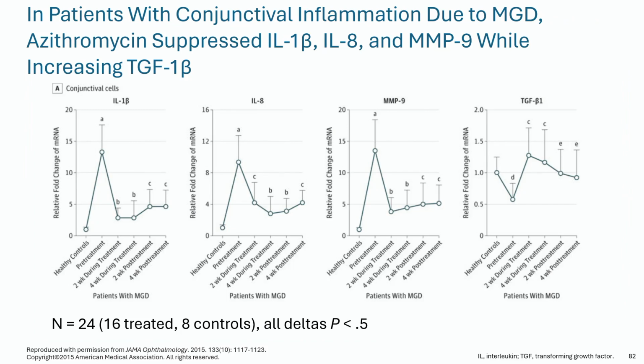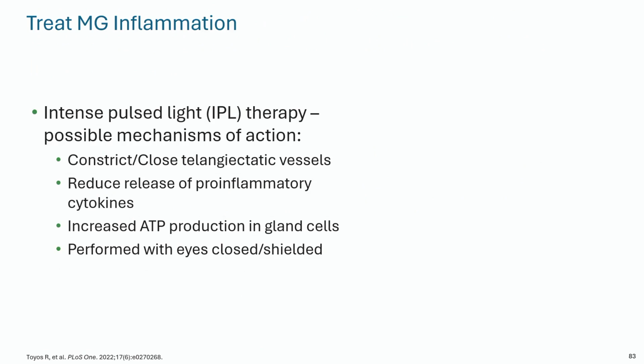How does it work? Azithromycin suppresses the bad cytokines and chemokines, IL-1B, IL-18, MMP9, and it increases the good cytokines, TGF-beta 1, for example. Laura Perman calls this the good witch of the West. So we treat the meibomian gland inflammation.